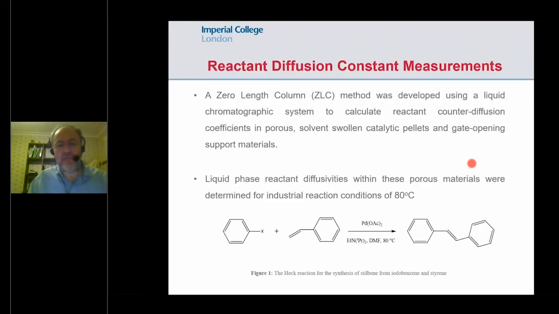This is a technique that's been around for a little while. It's called a zero column length method, and it's based, in this case, on liquid chromatography. We're going to calculate counter diffusion coefficients for different reactants in some porous solvent swollen catalytic pellets, and these are also sometimes seen as gate opening support materials.